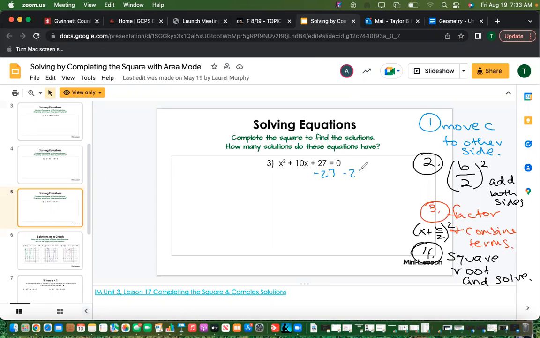Okay, so we're going to subtract 27. Okay, so we're going to get x squared plus 10x equals negative 27. We're going to take b divided by 2, square it and add it to both sides. So we're going to take 10 divided by 2 and square it. So what's 10 divided by 2? 5. What's 5 squared? 25.